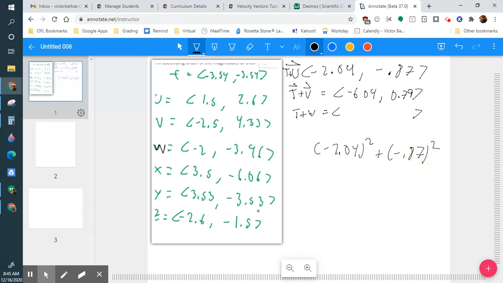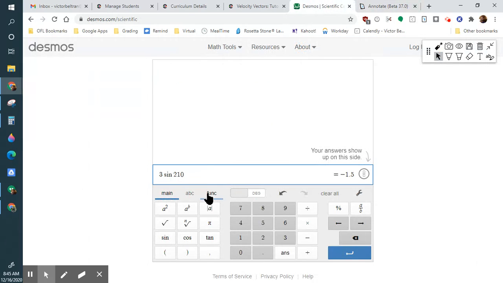Like I said, I really do want to help you guys out, but it's very repetitive, and I'm afraid I've probably lost some of you in all this. So let's use Desmos here.